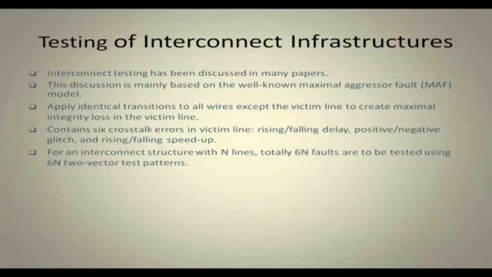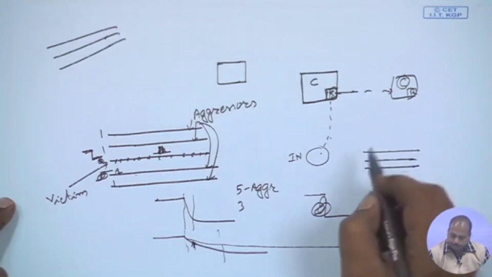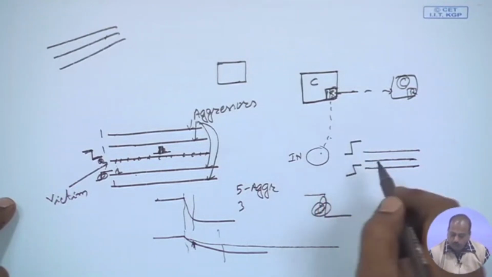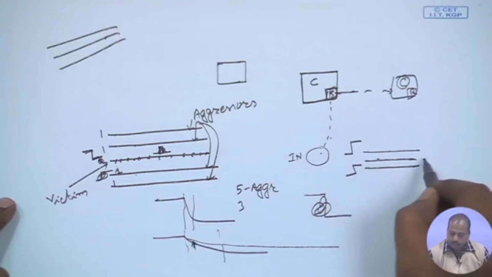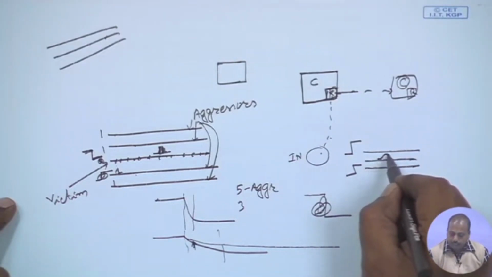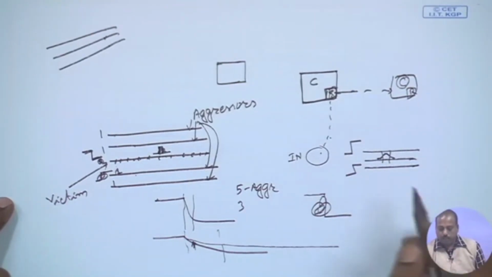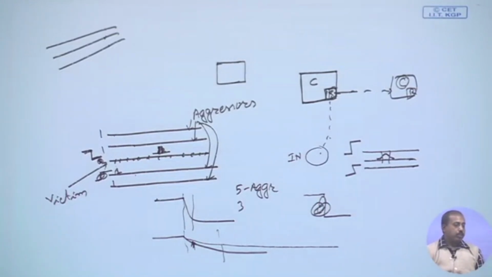Similarly, we have got positive or negative glitch. As I was telling, if all these lines are making transitions, we have this situation in a 3 wire model. Now, if both of these lines are going from low to high, as a result this line will also be affected temporarily. If this line is 0, temporarily it will be pulled high and after that it will again go back to low. This duration is determined by the amount of coupling that we have between these lines. So, that is going to occur. That is the positive glitch.